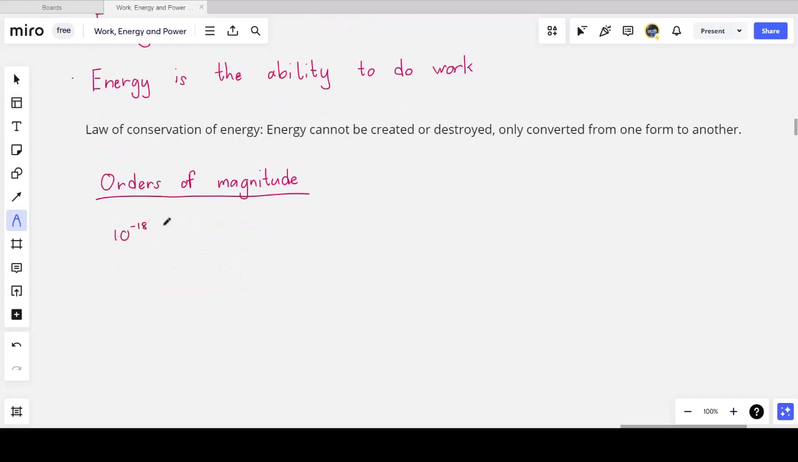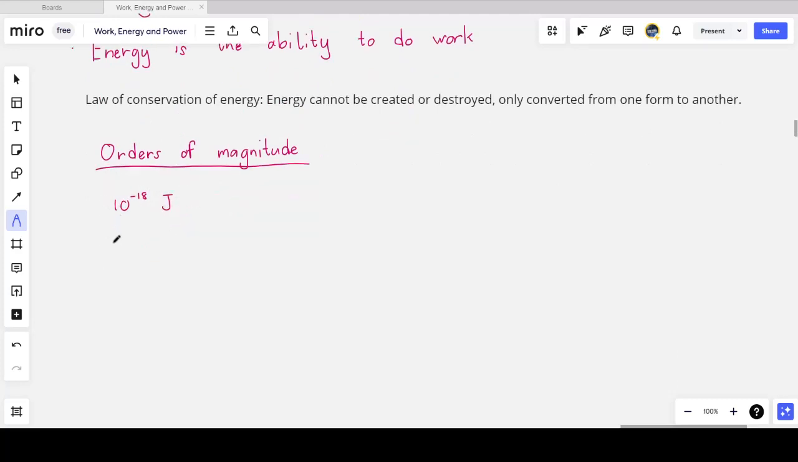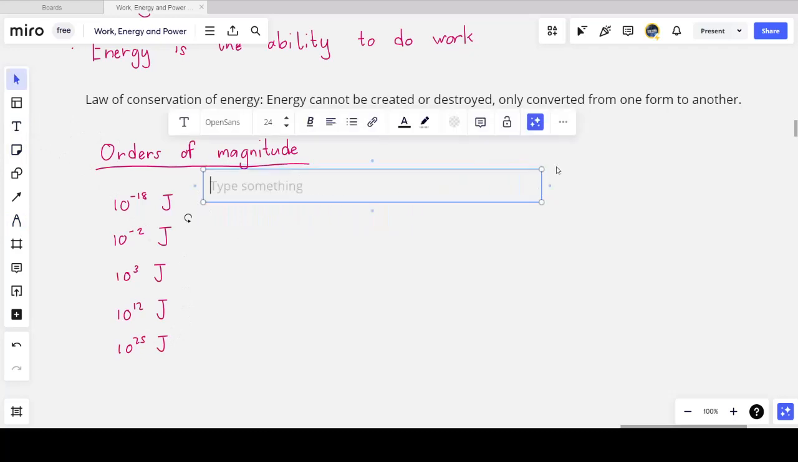10 to the minus 18 joules. Well, actually, let me just write everything down and then we come back. What about 10 to the minus 2 joules? What about 10 to the power 3 joules? So if this is the first time you're studying the topic of energy, you probably wouldn't know what energies fit in these categories, in these orders of magnitude. What about 10 to the power 12 joules? And then 10 to the 25. I've just chosen 5 random things in the universe, and then I'm going to talk about what has those orders of magnitude.